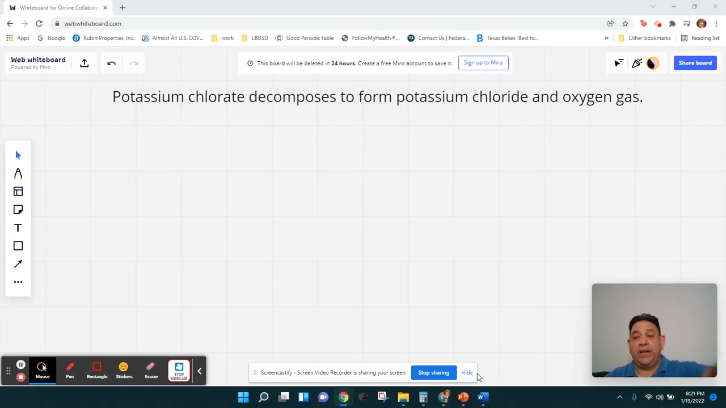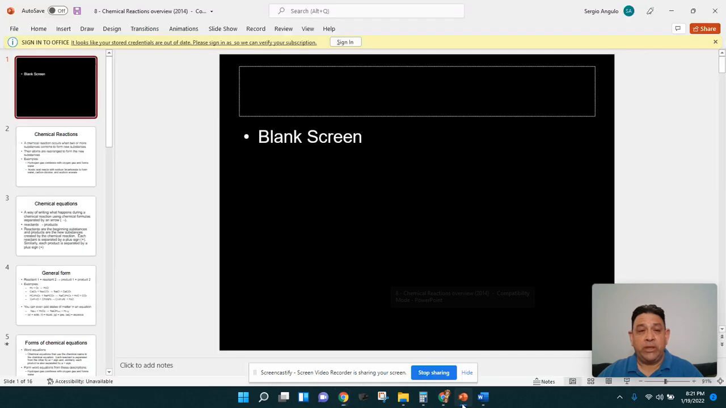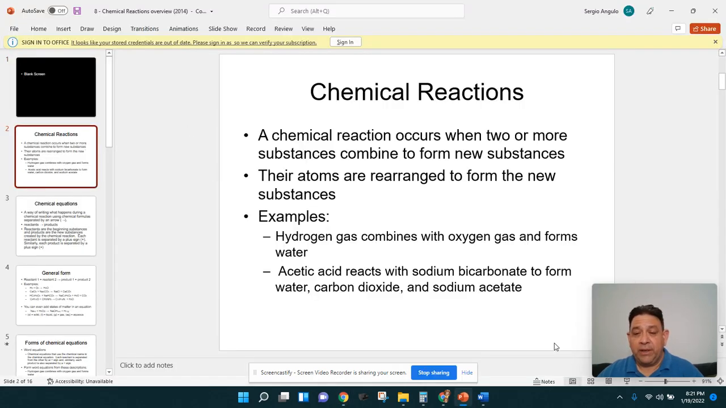Okay, so today we're going to be looking at chemical reactions and chemical equations. This is the subject of section 10.1, and I'm going to go over a few things here. First off, chemical reactions. What are they? A chemical reaction is something that occurs when two or more substances combine to form new substances.